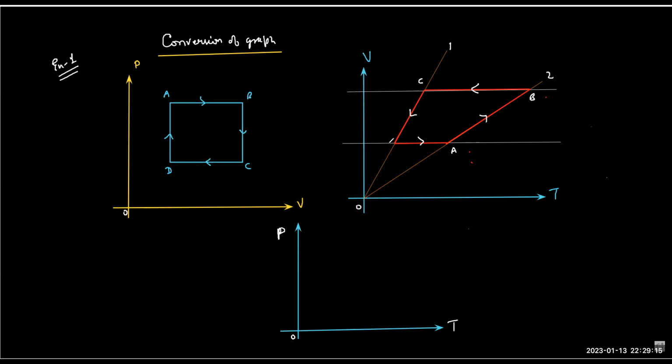So A, B, C, D. You can now verify. C to D is isobaric, and the volume is decreasing, and it is happening that way only, right? So given the PV graph, it is very easy to convert it into a VT graph.